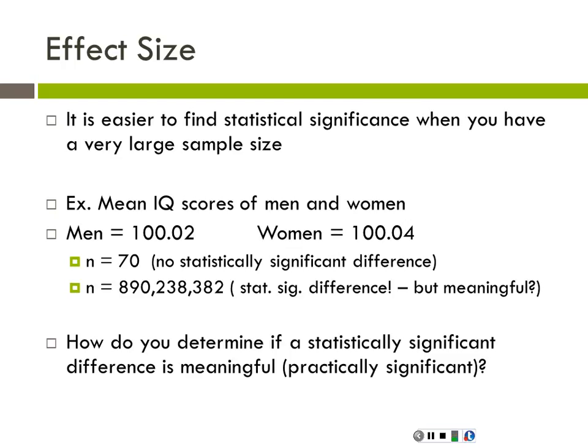100.04. And what you can see here is that if you have a sample size of 70, so if you sample 70 men and women, this is not a statistically significant difference, right? It doesn't matter. And we know that. We're looking at it, we're like, it's 0.02 points difference. It's not a big deal. However, it's important to know that if you have a sample size that's close to like 900 million, this difference will be considered statistically significant. And it sounds ridiculous to say sample size of 900 million, but when you think about nationwide studies that take place, this sample size may not be that uncommon.